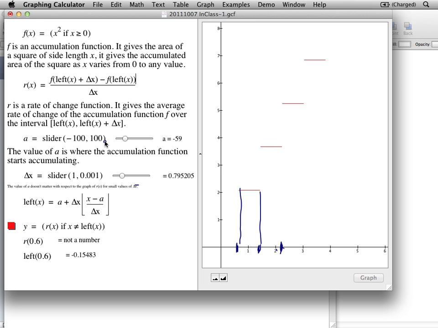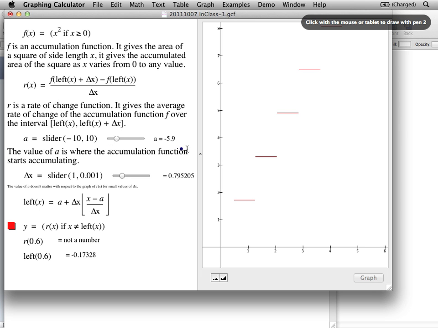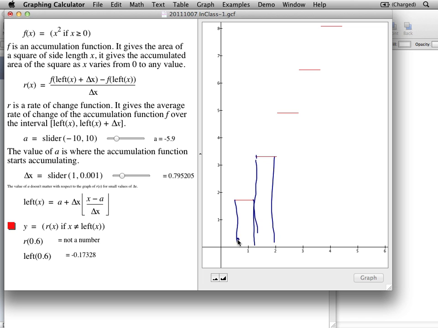Well, shoot. I don't want to change A in increments of 1, so I'm going to do this. Okay, so here's the delta x interval. Here's the next delta x interval. So here's one delta x interval, there's another. Now I'm going to push A to the right a little bit. Why did the graph seem to move? Because it changes left of x. Precise. How wide is the delta x interval now? It's still the same.